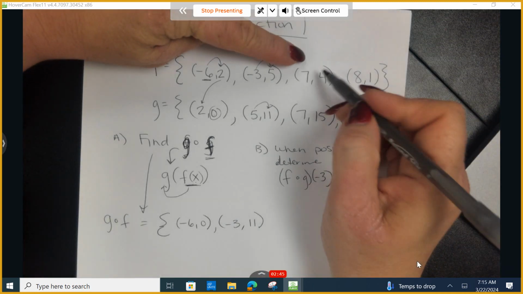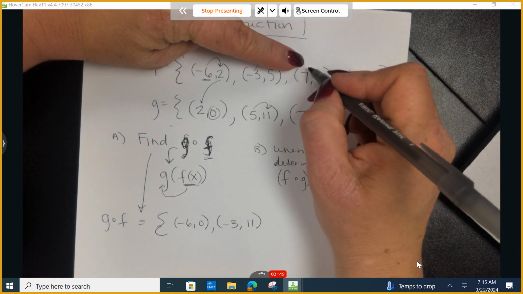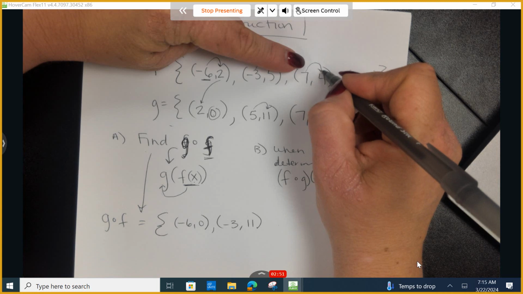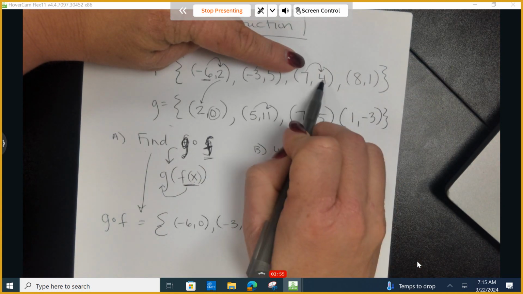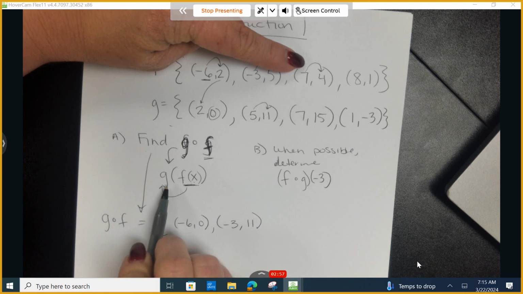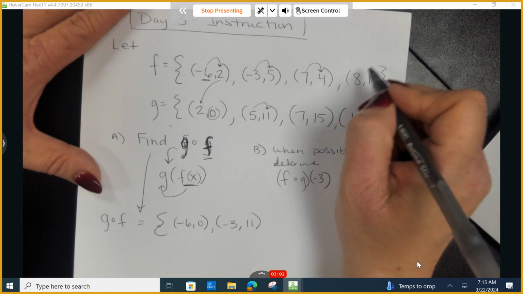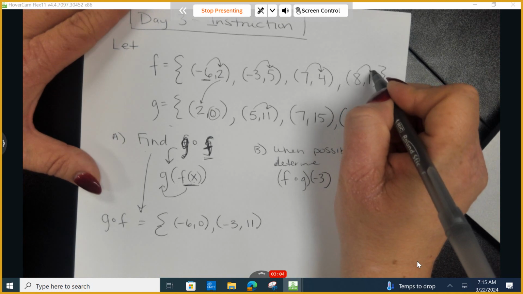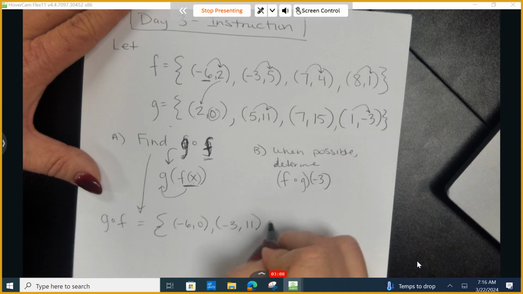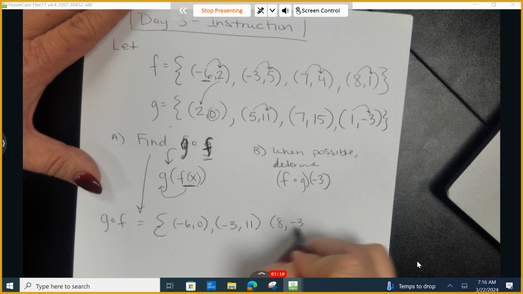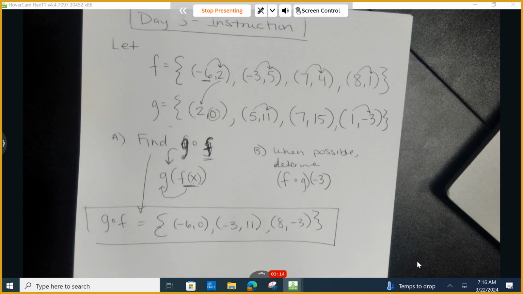It's not always going to be able to find a second set in function g. So 7 maps onto 4. Can you see here how we have no output value? The output value is 4, but we have no input value of 4 in the second function. So what do we do? We just don't write it down. Okay, let's do the next one. 8 maps onto 1, and there is an input value of 1 that maps onto -3. So this is (8, -3). Okay, that's the first part.